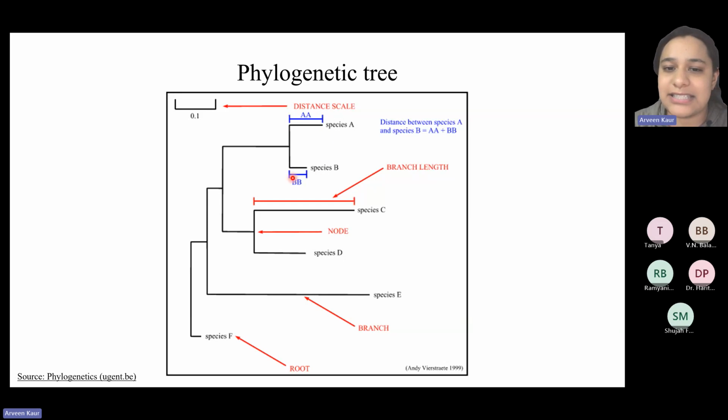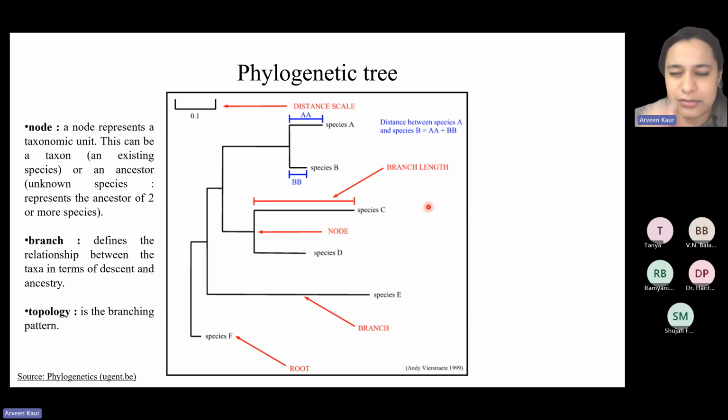Also, this distance can be used to calculate the distance between these two species. For example, if we want to know how much evolutionarily diverged species A and species B are, we calculate the branch length for species A and the branch length for species B, using whatever distance scaling has been given in the phylogenetic tree. From that, we can say that the distance between these two is this distance plus this distance. These were the things mentioned in this particular phylogenetic tree.